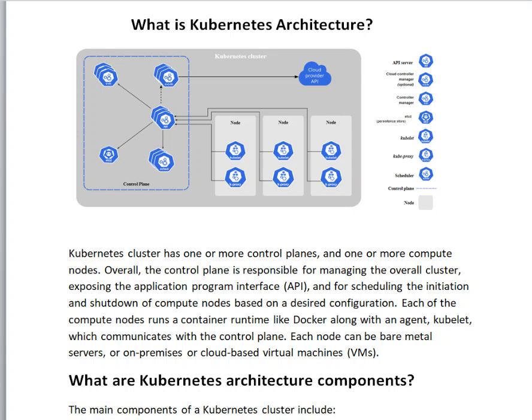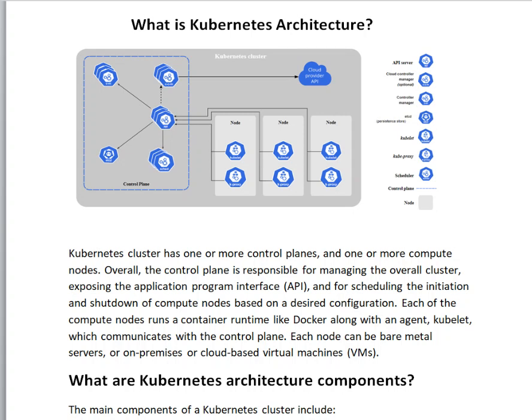Hello everyone. In this video, I want to learn about the architecture of Kubernetes. A Kubernetes cluster has one or more control planes and one or more compute nodes. Overall, the control plane is responsible for managing the cluster, exposing the application program interface, and scheduling the initiation and shutdown of compute nodes based on the desired configuration.